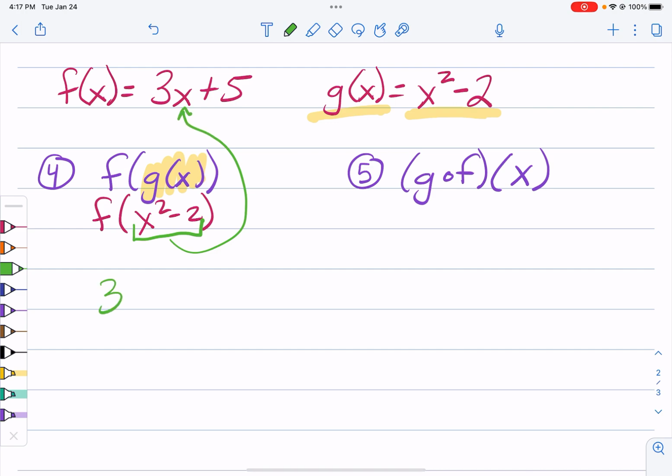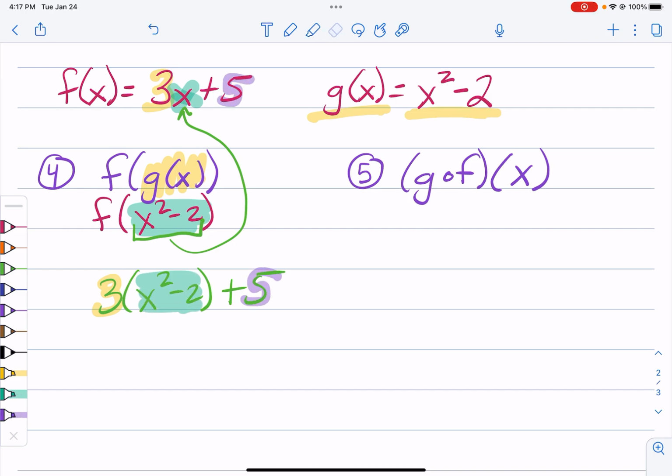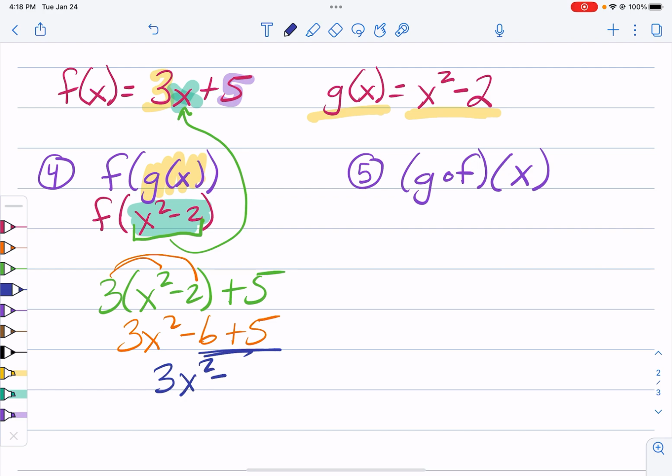So that's going to get me 3 times x squared minus 2, plus 5. So I have my 3 right here. And then I plugged in my x squared minus 2 where my x would have been. And then we have the plus 5. So if I want to simplify this, I'm going to do some distributing. So let's distribute. So 3 times x squared is 3x squared. 3 times negative 2 is negative 6, and we have that plus 5. And if I finish combining my like terms, I have 3x squared minus 1. So f of g of x is 3x squared minus 1.